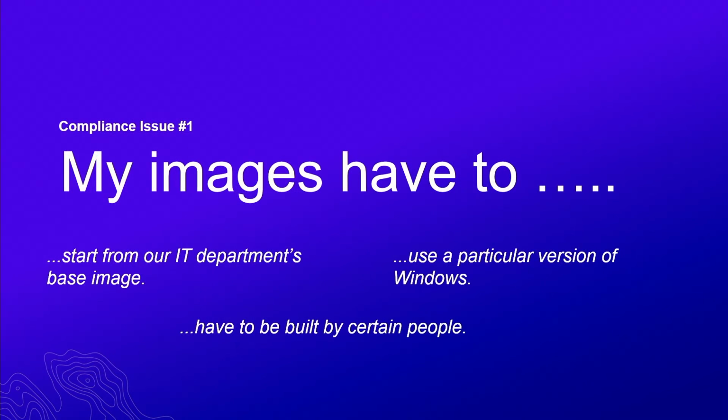The first compliance issue we hear usually starts with this sentence: my images have to start from our IT department's base image, or use a particular version of Windows, or have to be built by certain people. Now, the problem is a lot of our technology depends on our images. So what can we do about that?